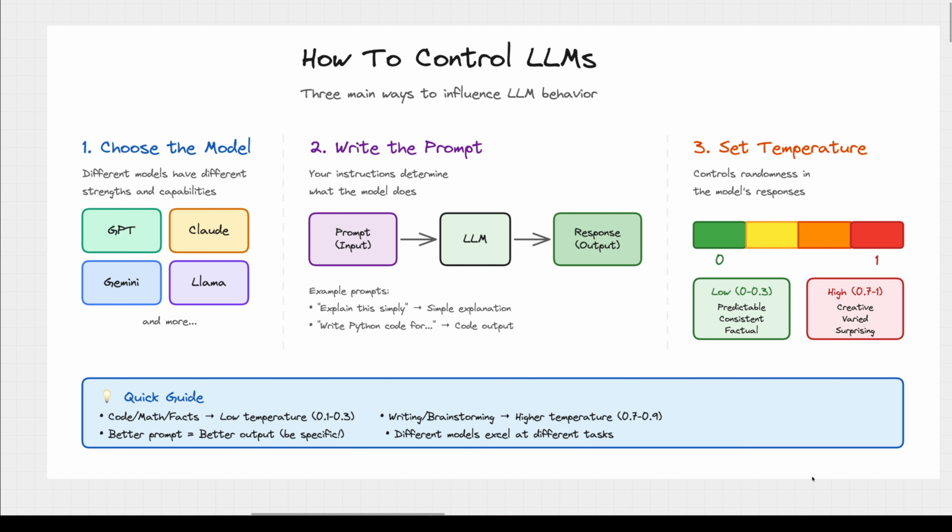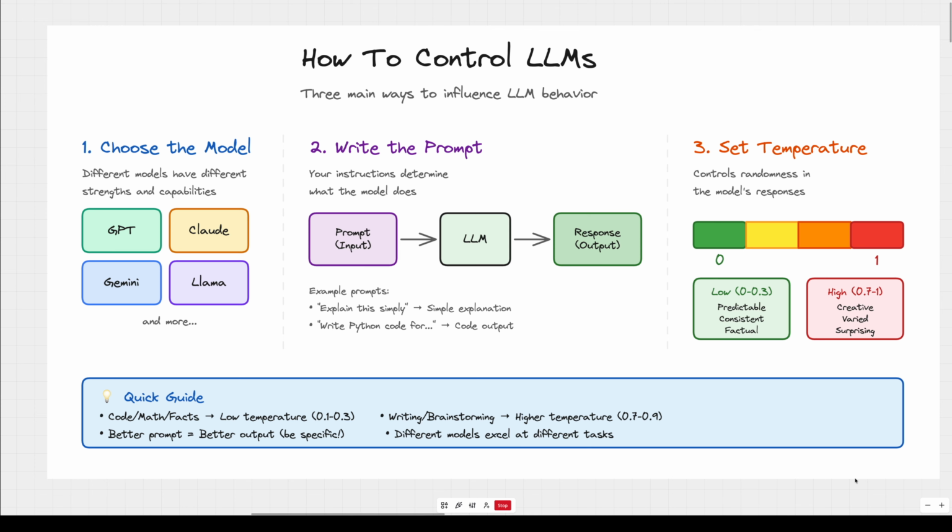There are three main layers. First, you choose your model: GPT, Claude, Gemini, Llama, so on and so forth. Different models, different strengths. Second, you write a good prompt. Your instructions determine what the model does. A better prompt is always going to result in a better outcome. It's as simple as that. Always remember that.